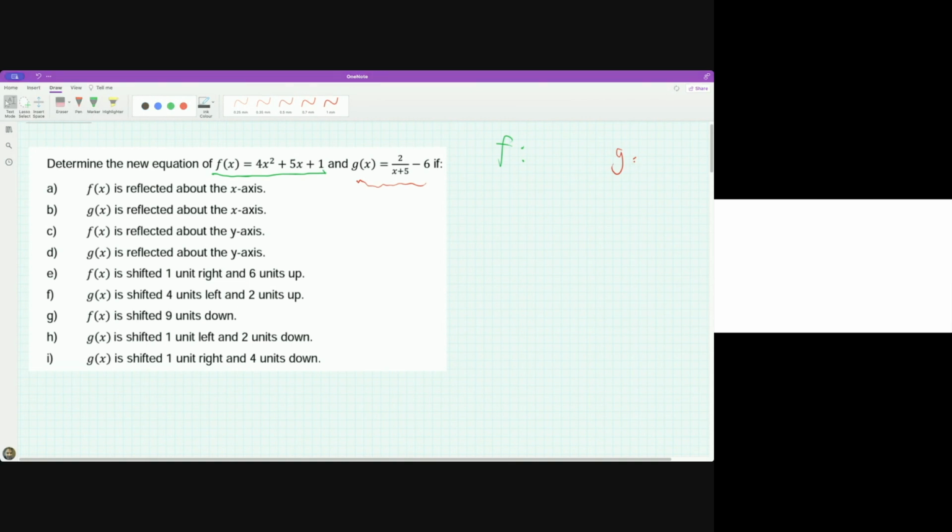Because step 1 is you need to be able to identify. I agree with you, Asande. So f, I call it like the happy or the unhappy graph. In this case, because there's a 4, I call it a happy parabola, but it is indeed a parabola. What about g?